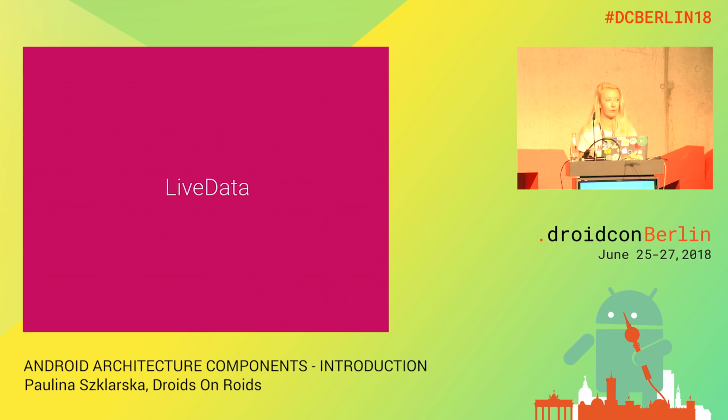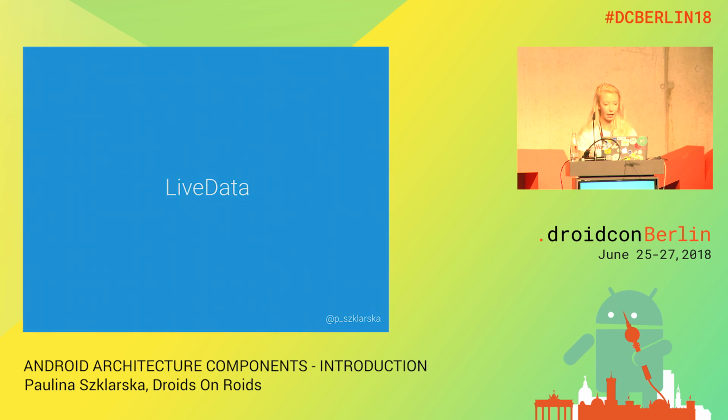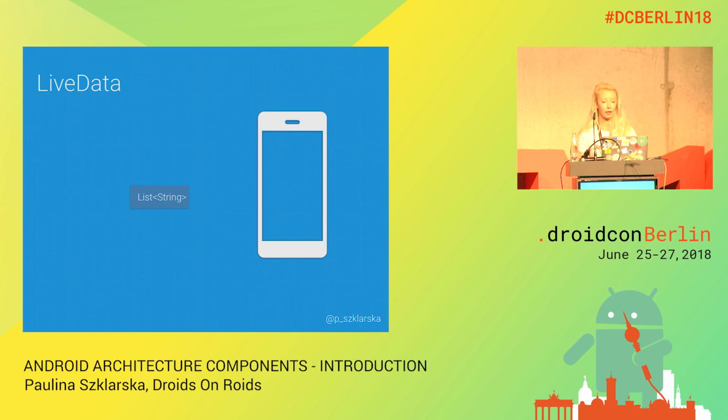Okay, LiveData. So LiveData is basically lifecycle-aware data. Let's take an example of a list of strings. We can just wrap this list of strings into LiveData, and thanks to this, our activity can observe changes that were emitted in this list, and we can be notified every time there is some change. And it's pretty cool because all of this is lifecycle aware.